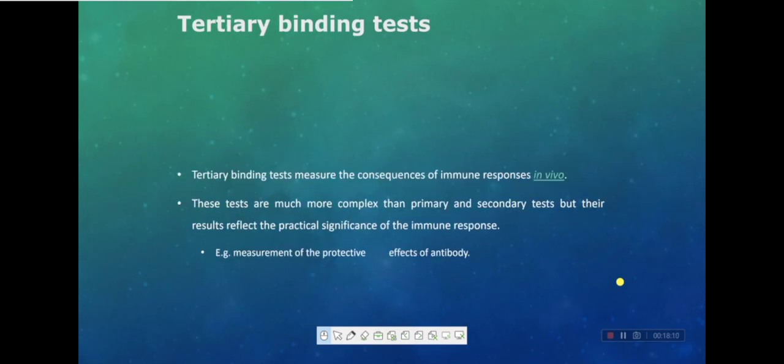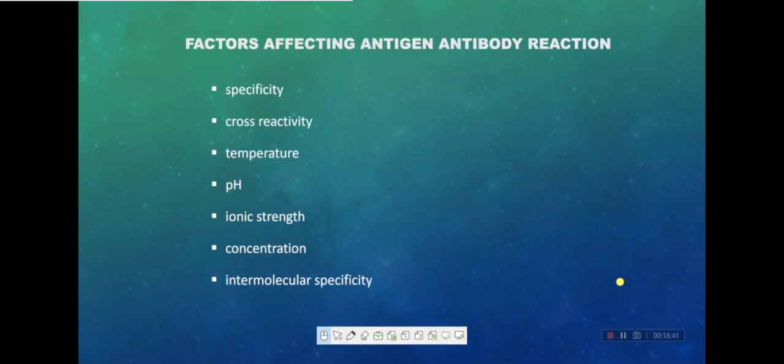Now talking about the tertiary binding test. So tertiary binding test measures the consequences of immune response in the human body. So these tests are much more complex, we can say, than the primary and secondary test, but their result reflects the practical significance of the immune response. For example, we can measure the protective effects of antibody also in these kind of tests, but these are not usually performed in the laboratory.